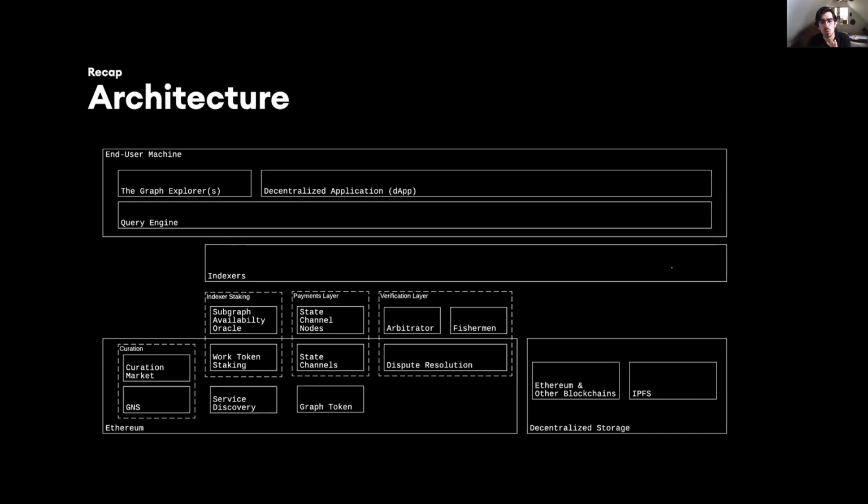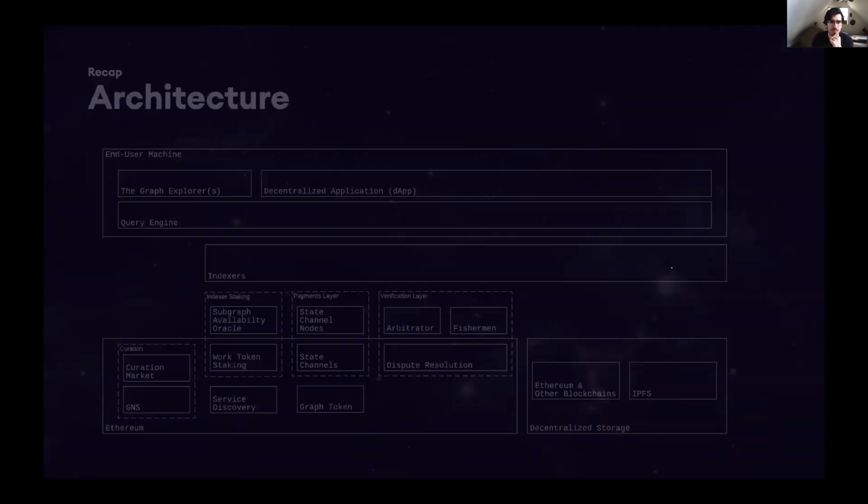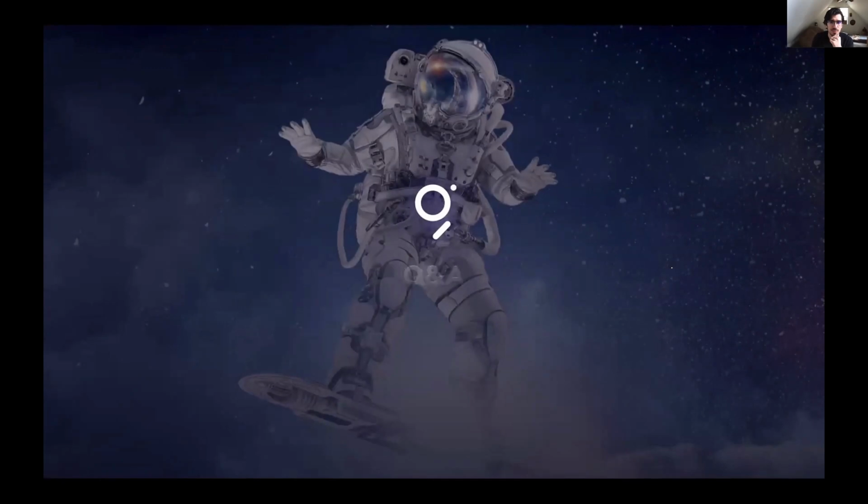Finally, you see the indexing layer that we've talked about, and you can see that end users will be running dApps and explorers that are accessing the graph via a query engine that could be on their own machine or could be hosted externally. And that's it for now.